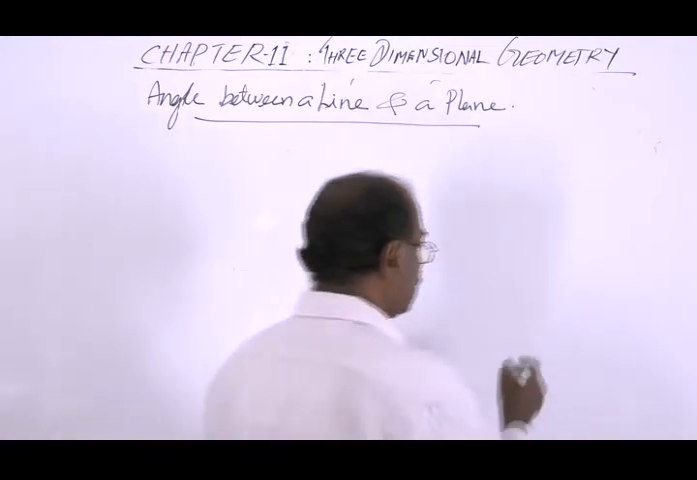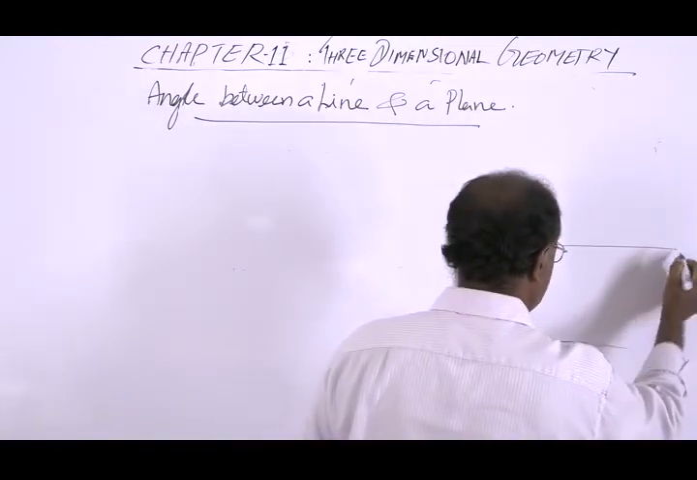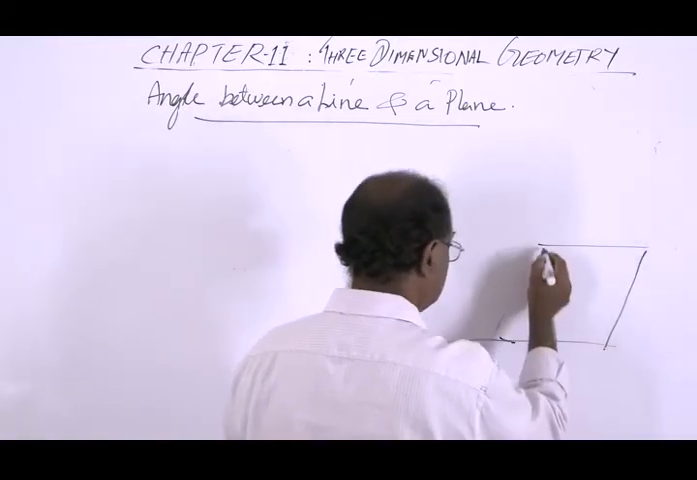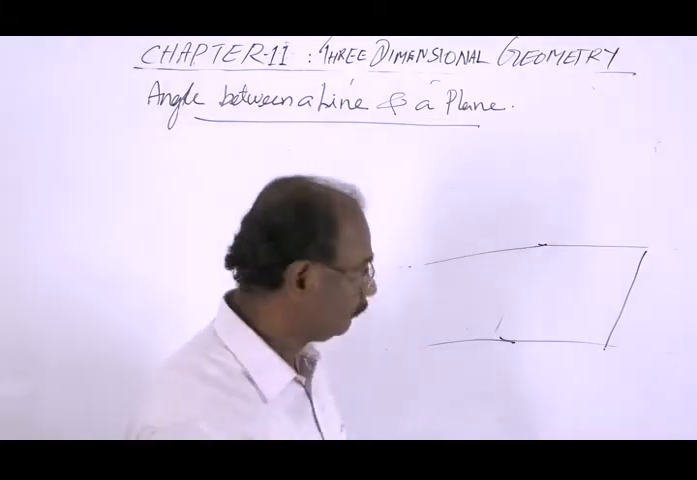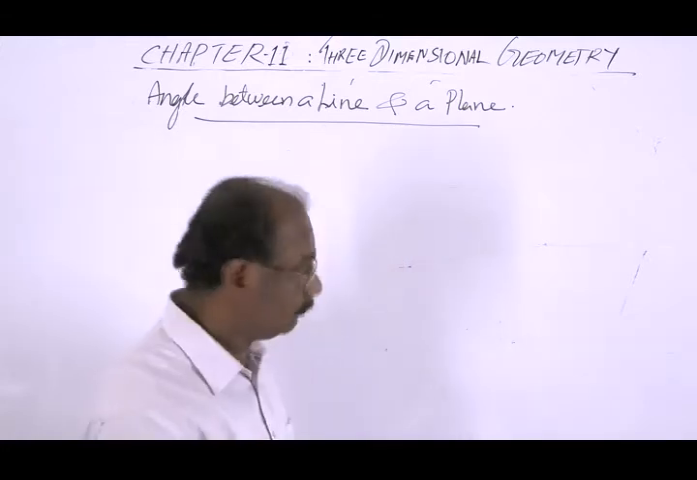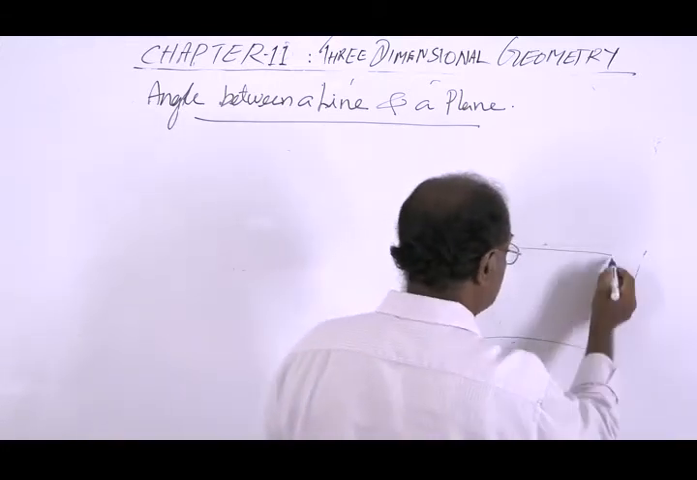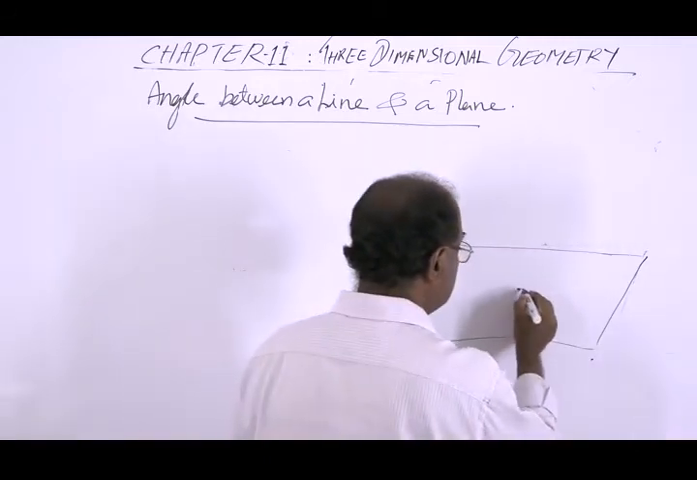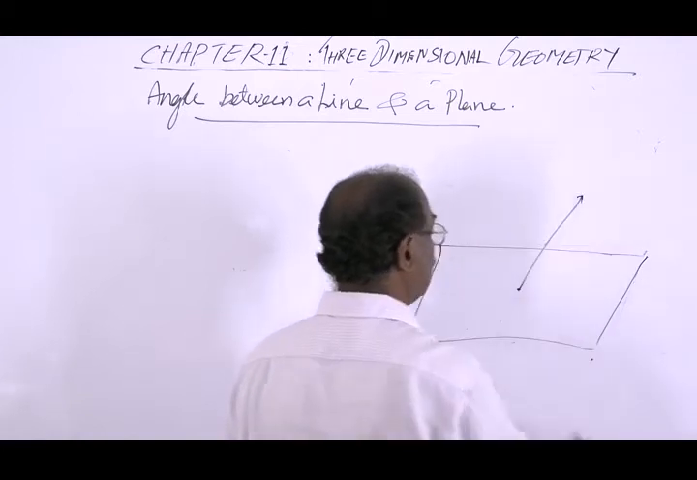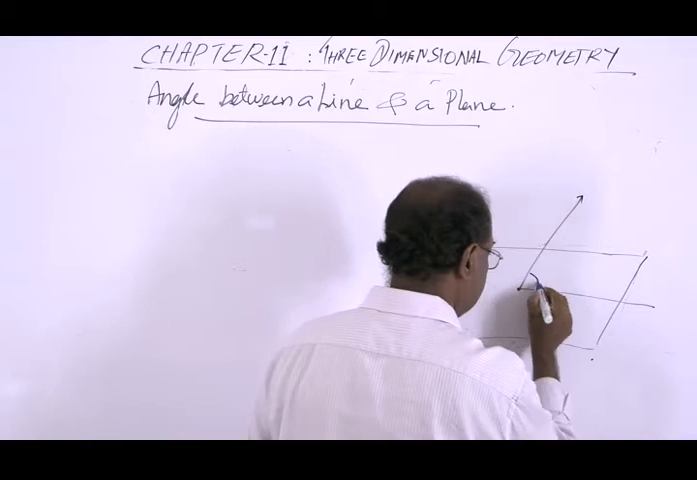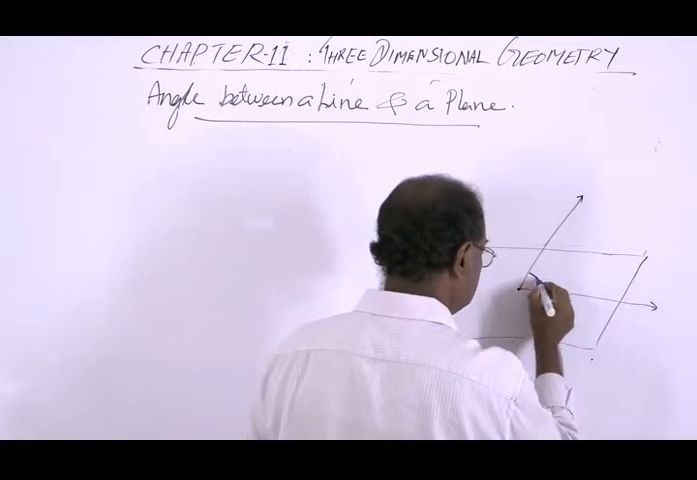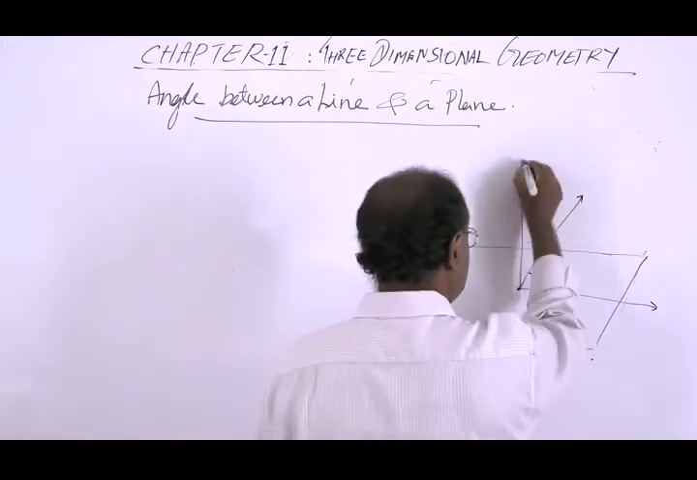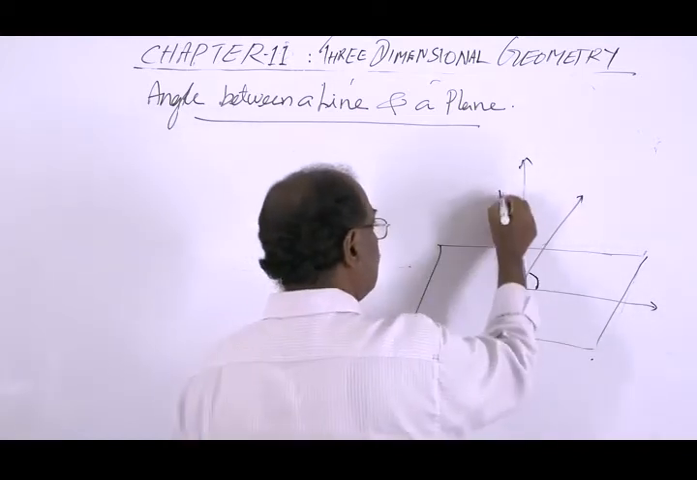So diagrammatically consider, so this is a plane. Then a line. So angle between the line and the plane is this. And the plane has a normal. Suppose this is normal, N.